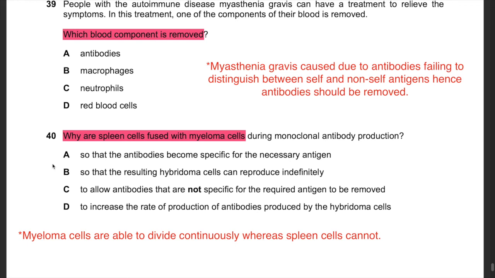Question 39. People with the autoimmune disease myasthenia gravis can have a treatment to relieve the symptoms. In this treatment, one of the components of their blood is removed. Which blood component is removed? Myasthenia gravis is caused due to antibodies failing to distinguish between self and non-self antigens. Hence, antibodies should be the main component that should be removed. Otherwise, if antibodies are not removed, it will continue to attack the body cells and muscles, causing muscle weakness due to failure to distinguish between self and non-self antigens. Hence, the answer should be option A, antibodies.